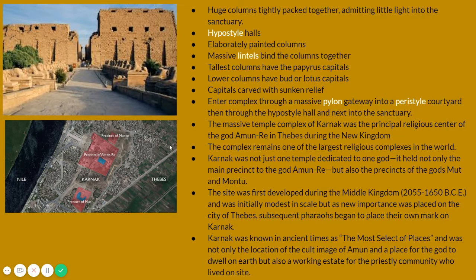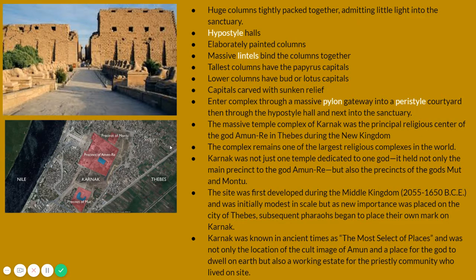Through Hypostyle Hall, then we have a massive temple complex that was the principal religious center that paid homage to the god Amun-Re. Okay, so this is where the temple got its name from, the god that is its main worship. It's definitely one of the largest religious complexes in the world, and it's important to note that even though this is the temple of Amun-Re, there were also some subsidiary temples there as well, and they also paid homage to the gods Mut and Montu.